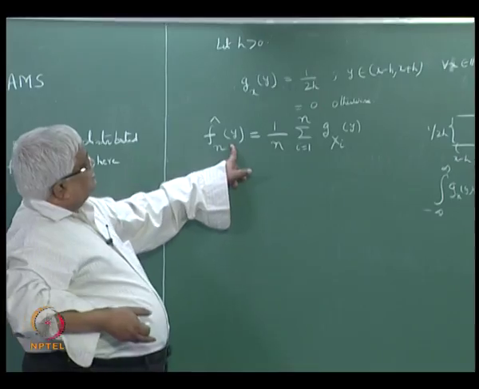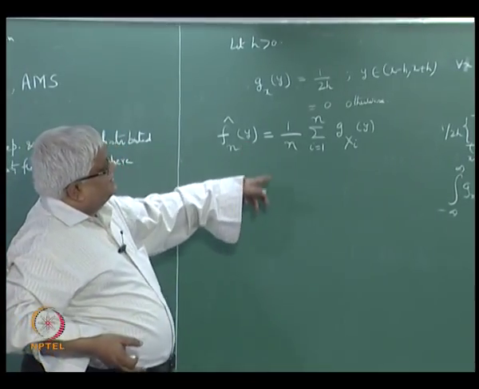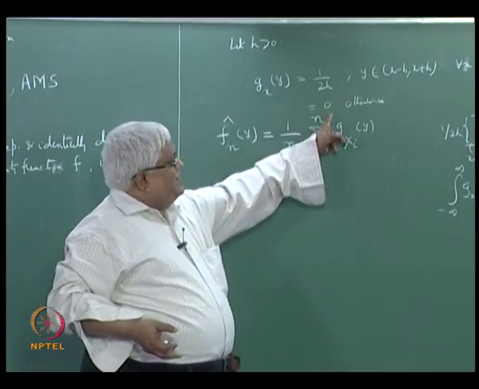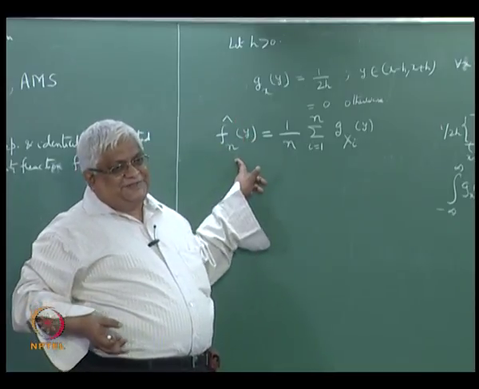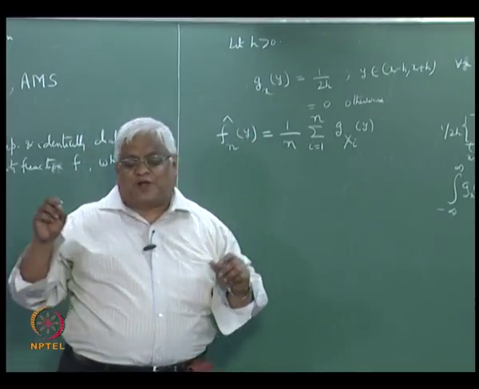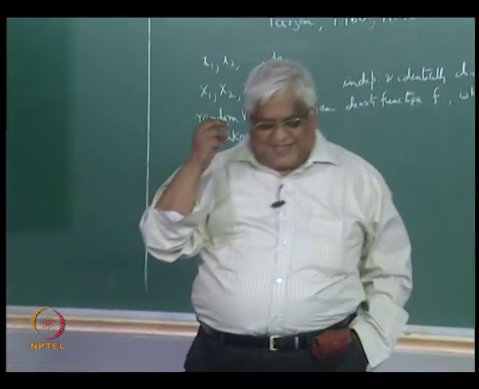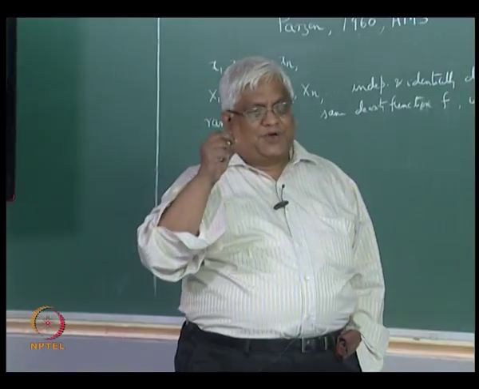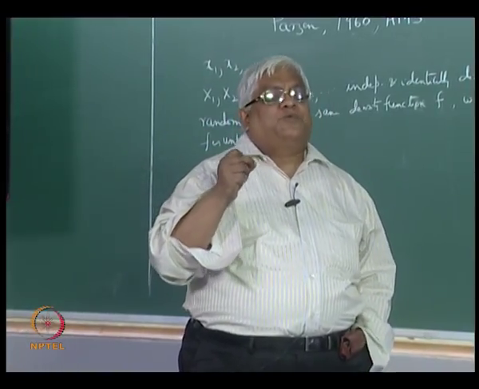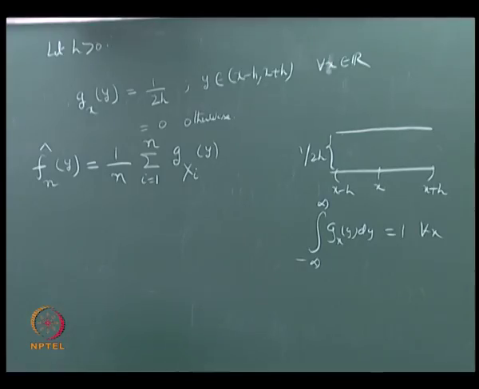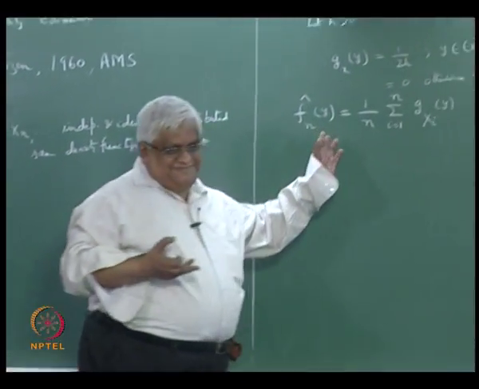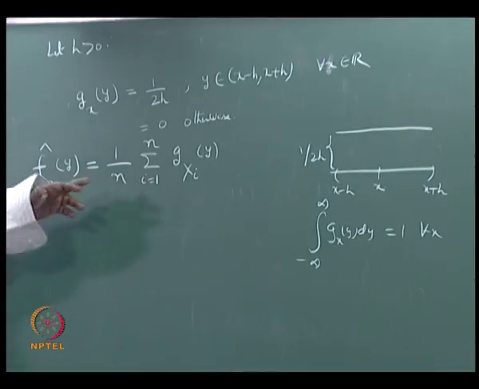Now, what about the integration of this? This is the average of these, and each integral here is 1. So what is the meaning of that? What are the properties of densities? A function f is said to be a density function when f of any y is greater than or equal to 0 and the integral is 1. The integral here is 1, and it does not matter what data you take, the integral is 1. So this is actually a density function.